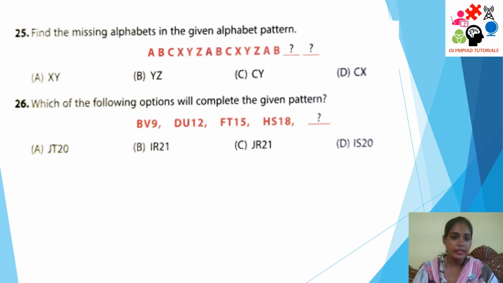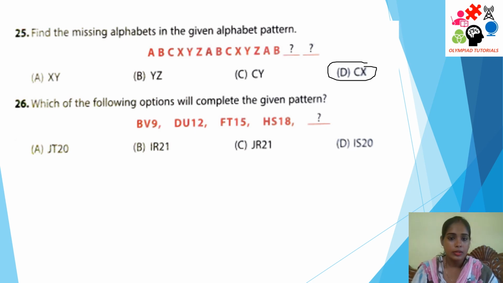So here find the missing alphabets in the given alphabet pattern. Here you have the alphabet pattern, that is A B C X Y Z, A B C X Y Z, then A B C and then X. So your option number D is going to be your correct option here.